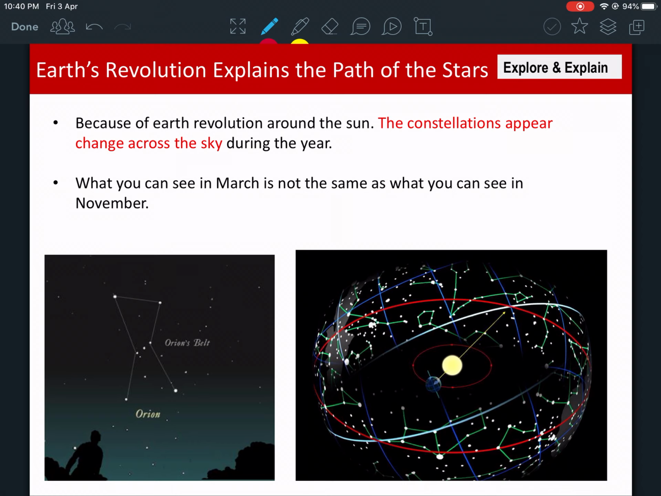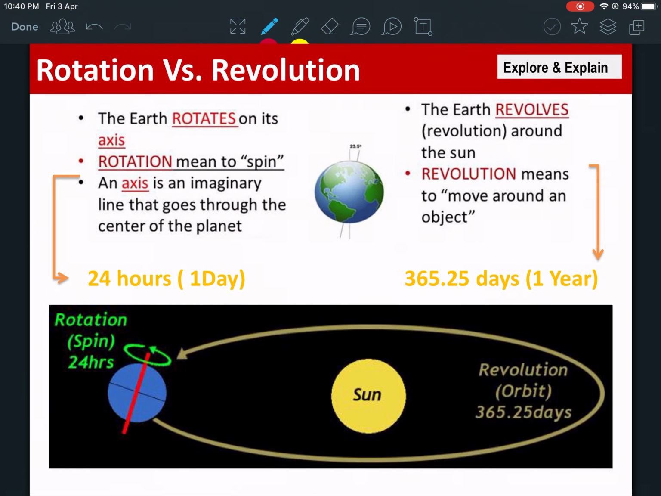Okay. Because of the Earth's revolution around the sun. So there's a difference between the word rotation and revolution. Okay, we're going to go to that and we'll come back to this slide. So look at this. The Earth rotates around itself, around its axis. This is the axis, and the Earth rotates around itself.